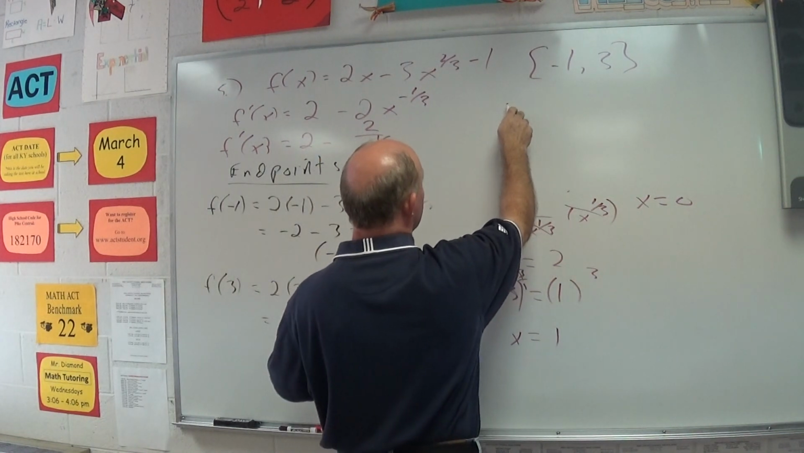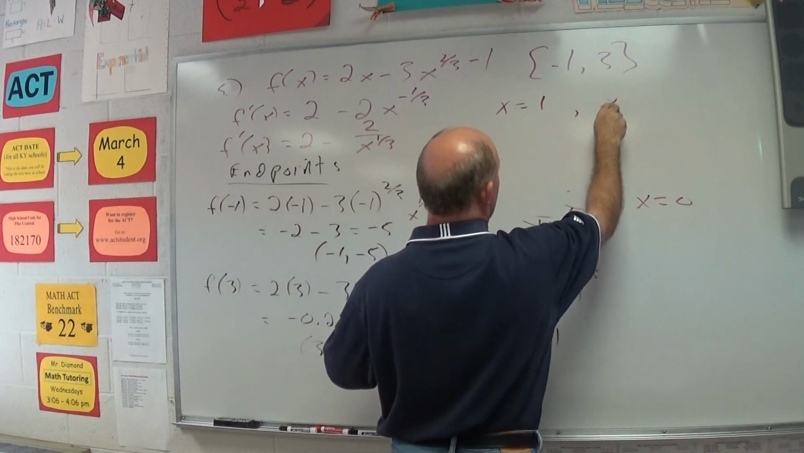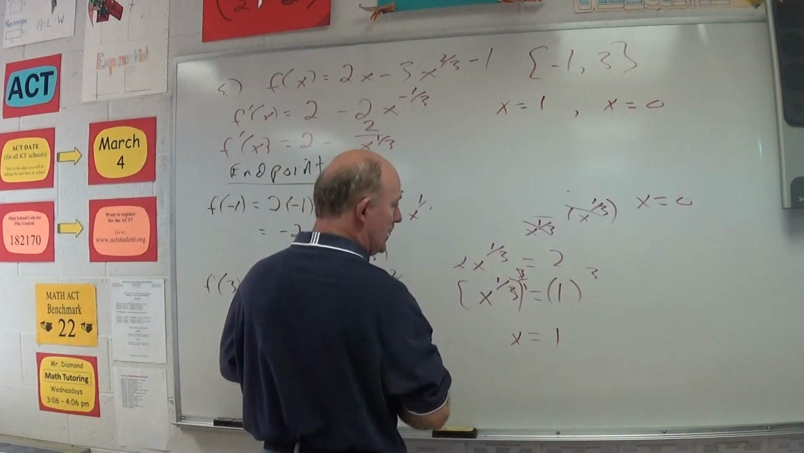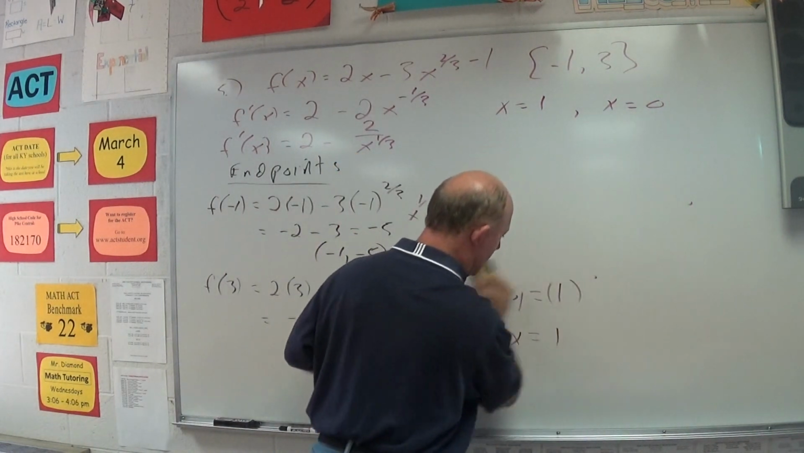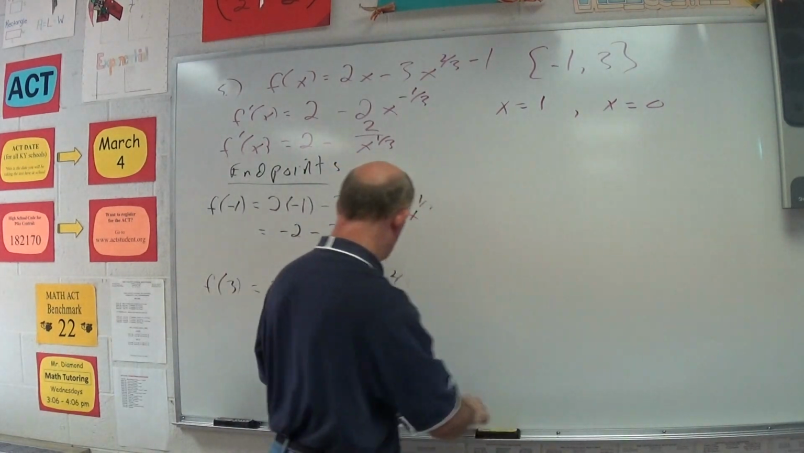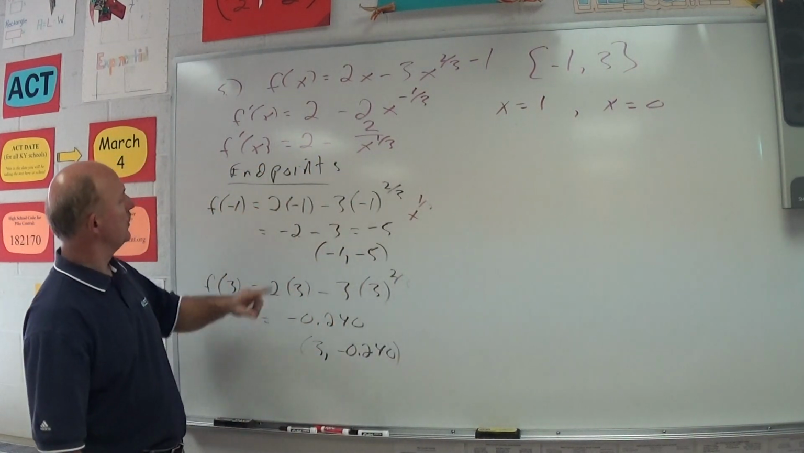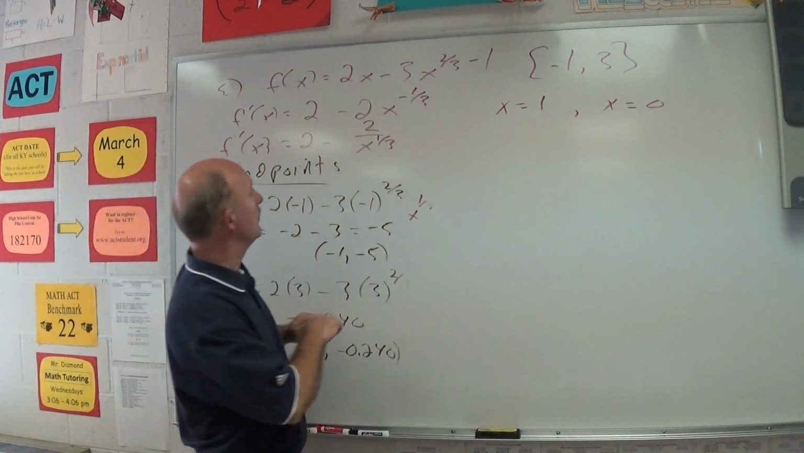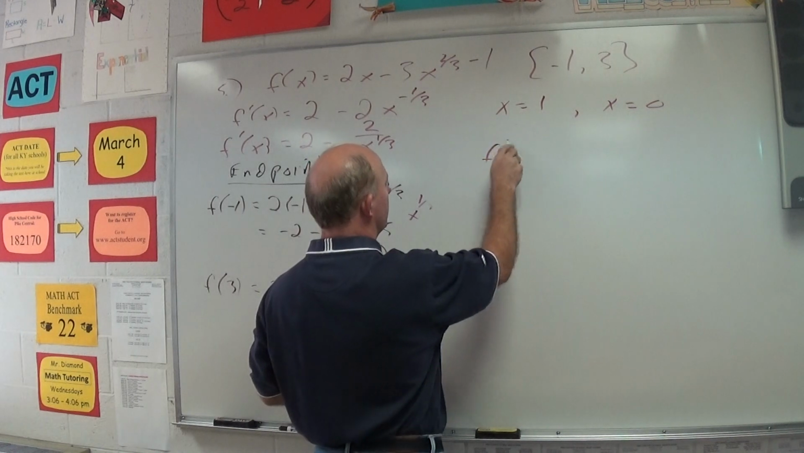So x equals 1. Okay, x equals 0. So let's take each of those and substitute them in. Let's see what we get. We'll do the 0 first. That'll be pretty easy. So f of 0.